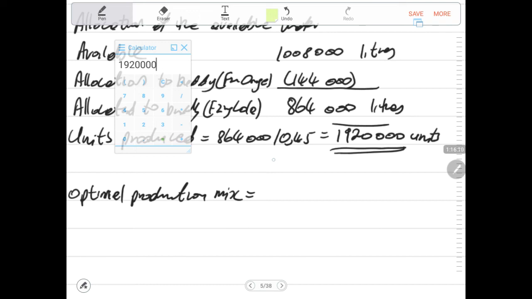Equals, we have fizzy orange body, then we have fizzy color body. All right, fizzy color body there. The fizzy color orange, we are going to produce the whole of the not 144,000. But the second one will be 1,920,000.